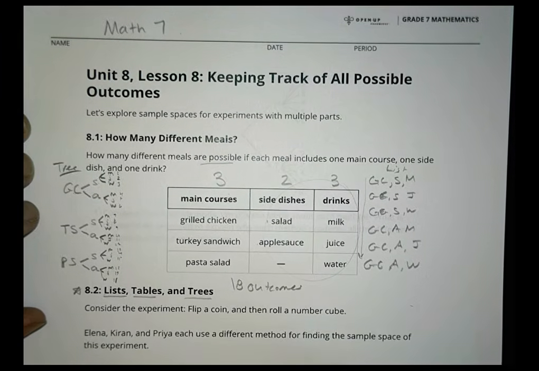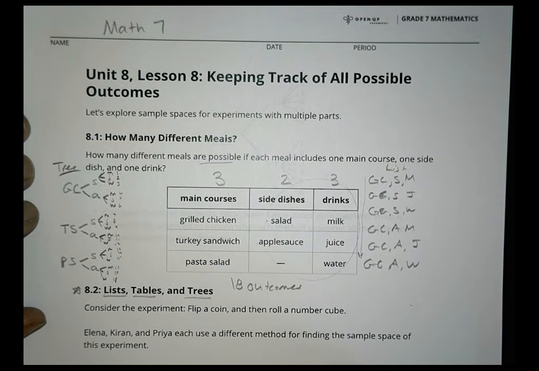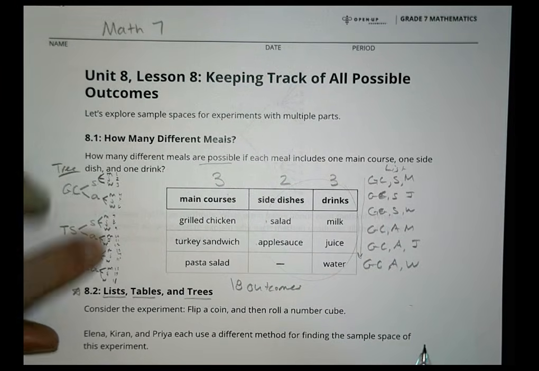So taking a look at that, if you want to think about it for a second, is there a way to help us determine how many outcomes are possible if we just look at what our options are? Or do we need to write a list or make a tree? The tree definitely shows you all 18.